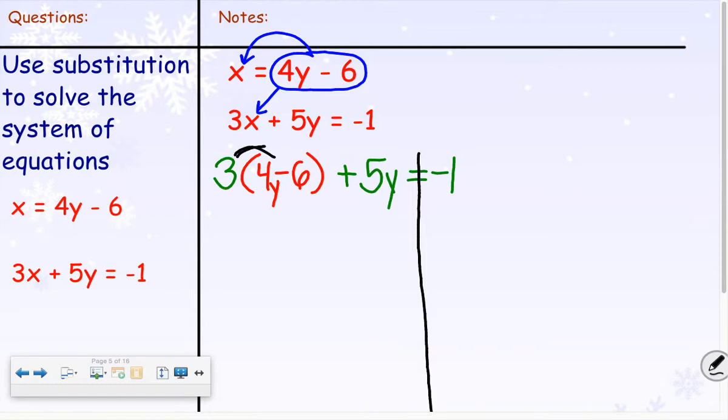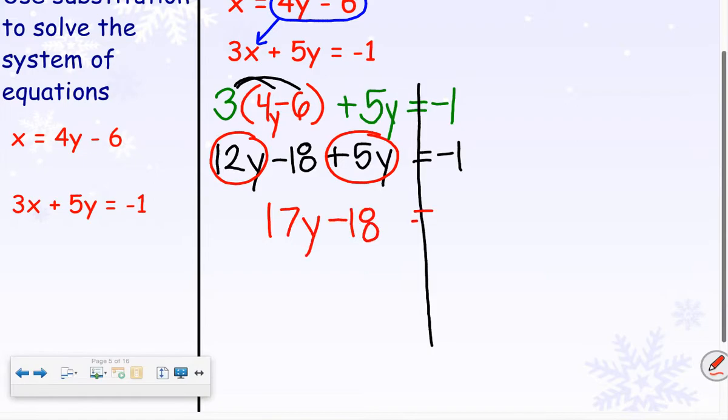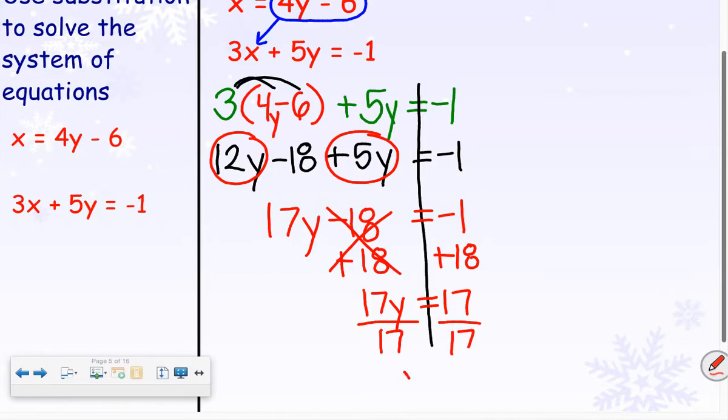This time we're going to start by distributing. So 3 times 4y is 12y. 3 times negative 6 is negative 18. I have same side like terms again, even though they're not right next to each other, that's okay. Positive 12y and positive 5y make 17y. Add 18 to both sides. So y equals 1.